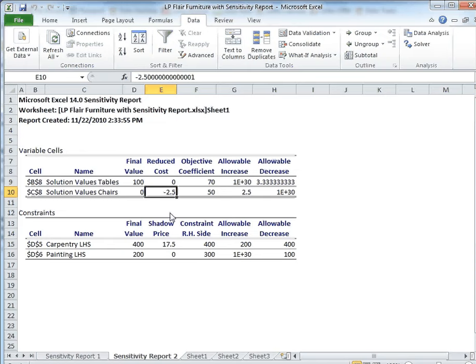This is how the objective function changes if you produce an additional unit of that particular item. So if I go and produce one chair, that would change my solution by minus 2.5. It would mean that I actually would drop my profit by $2.5. And of course, that's expected because there's an ideal solution, 100 tables and no chairs. So that's how you interpret the Solver sensitivity output.